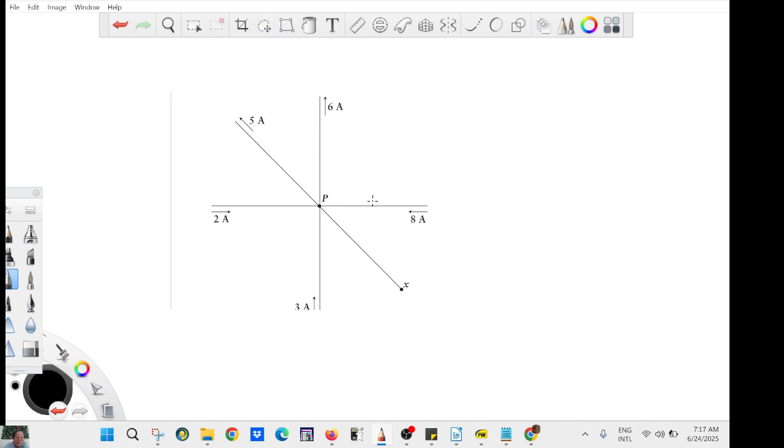So we have to decide. So we want to find the current here. We can decide that if it is leaving, the current is going to be negative. If it's coming in, it's going to be positive. You have to decide. And the sum of all the current at P will be equal to 0.